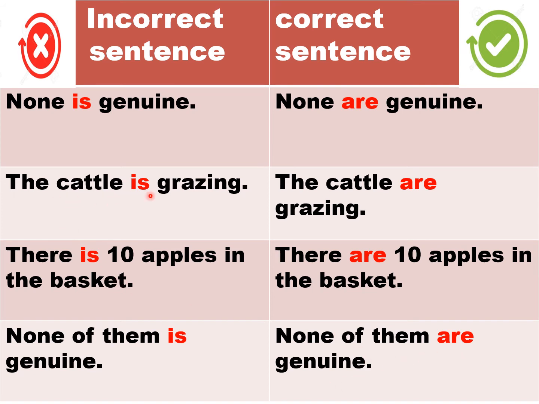The cattle is grazing. Cattle is a collective noun. When we talk of the individual parts or individual action, we must use the plural verb. The cattle are grazing. There is 10 apples in the basket. 10 apples, plural, so we must use the plural verb. There are 10 apples in the basket.